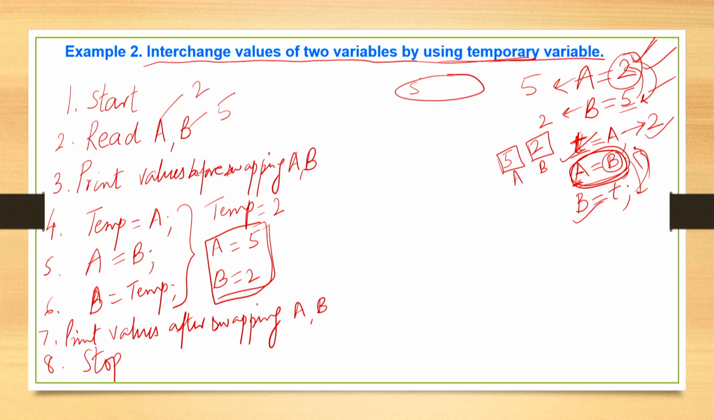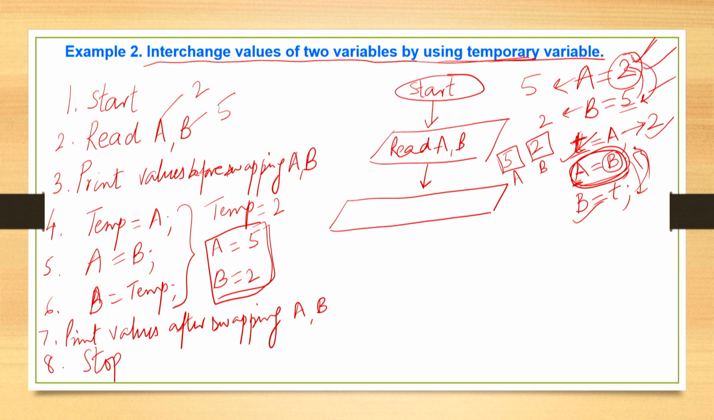For the flowchart, yes, start, because a flowchart is nothing but a pictorial representation of an algorithm. So the first step of the algorithm is start. So I start. Then the next step says what? Read A and B. So read A, B. Then it says what? Print the values of A and B before swapping. So I simply write here: print A comma B, that prints the values of A and B before swapping or interchange.